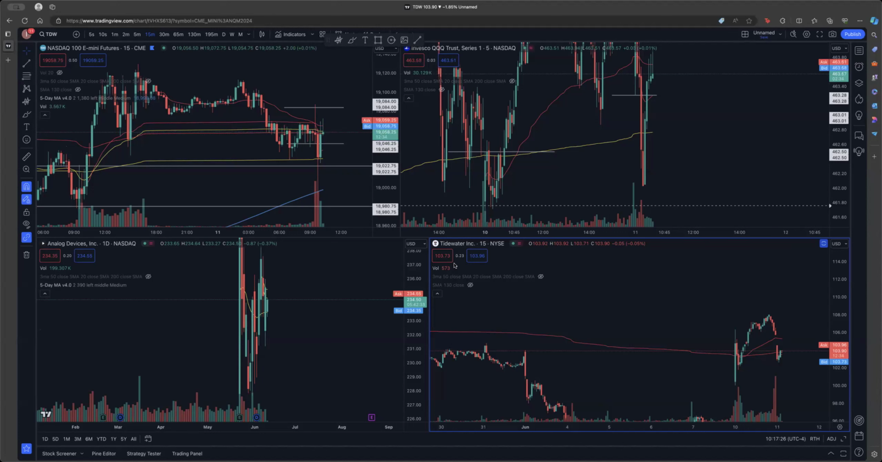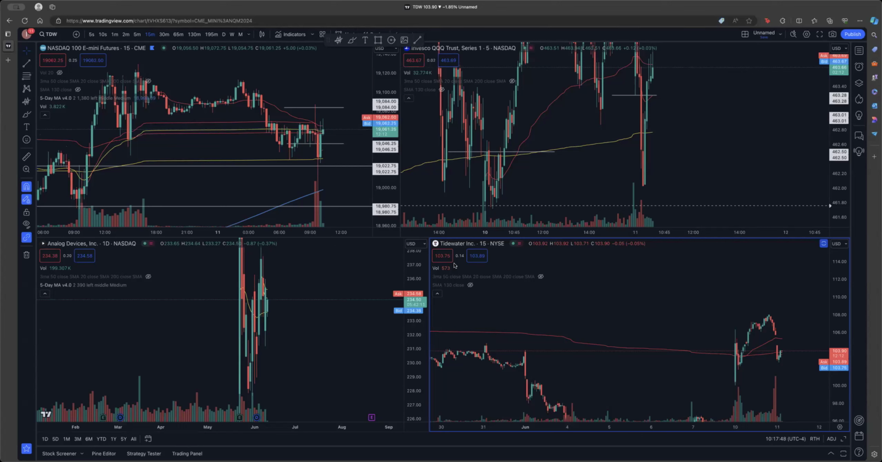The normal VWAP which you see on your screen is just calculated from morning 9:30 when the market opens to evening 4 when the market closes. So that is the only time frame which the VWAP is useful for, from morning market open to market close. The next day when the market opens, you're going to see a new VWAP. The VWAP doesn't have price memory in it.